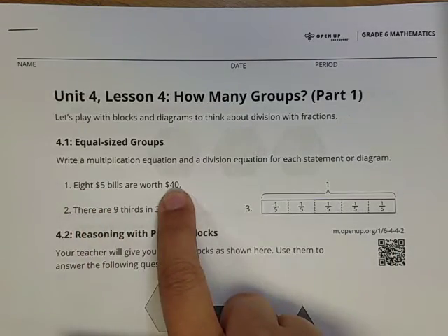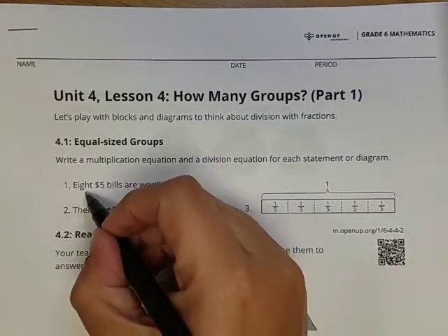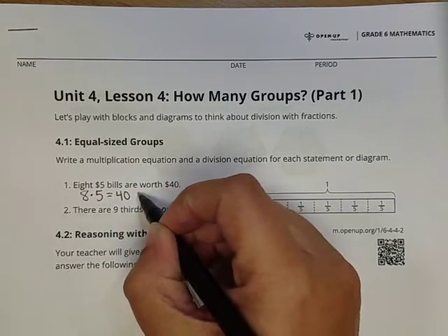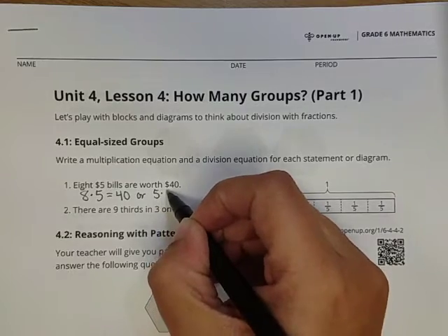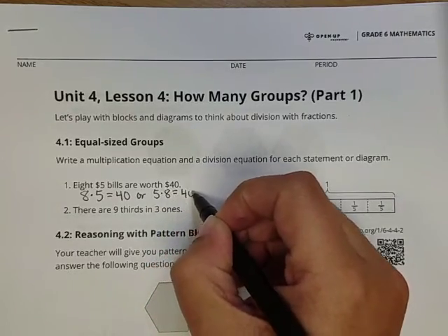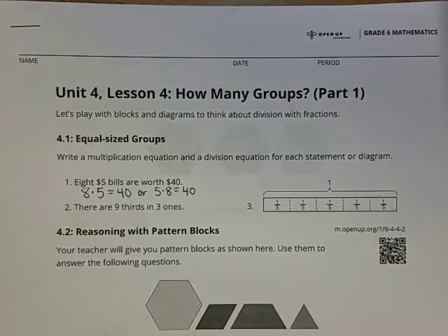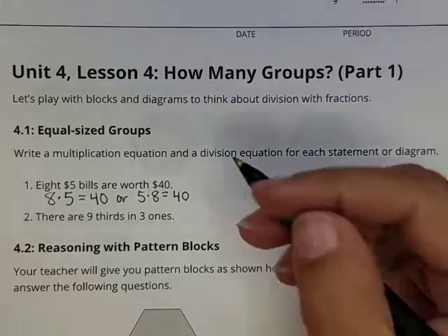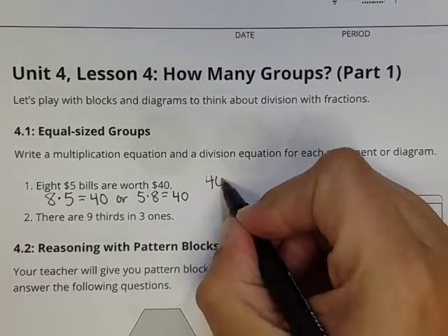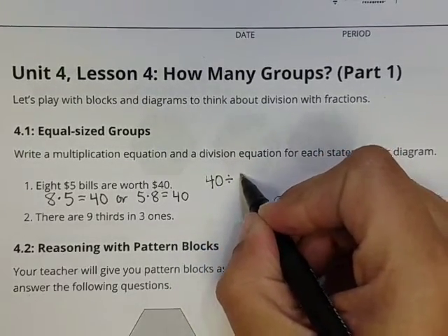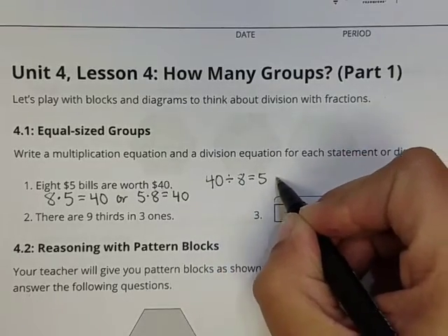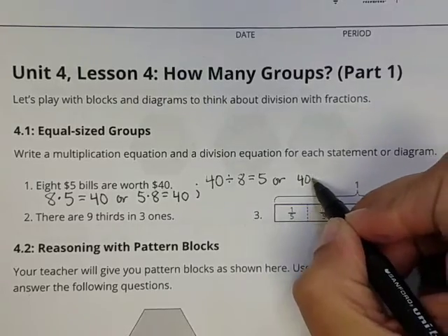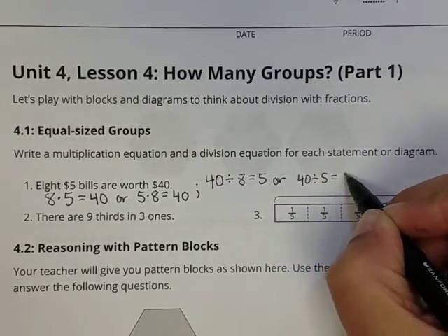8 $5 bills are worth $40. So 8 times 5 is 40, or 5 times 8 is 40. That's one way to show it with multiplication. I'm going to zoom in just a little bit. To show it with division, I could do 40 is my whole, divided by my part, which is 8, gives me 5. Or 40 divided by 5 gives me 8.